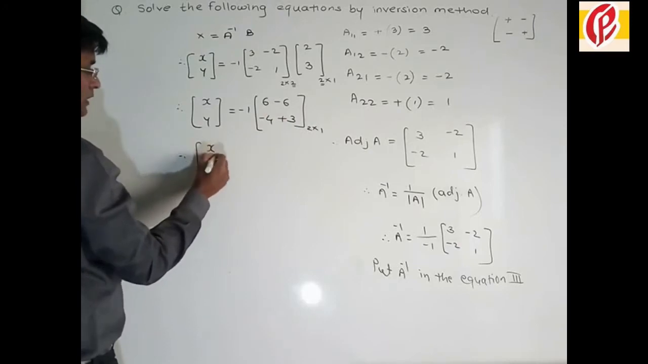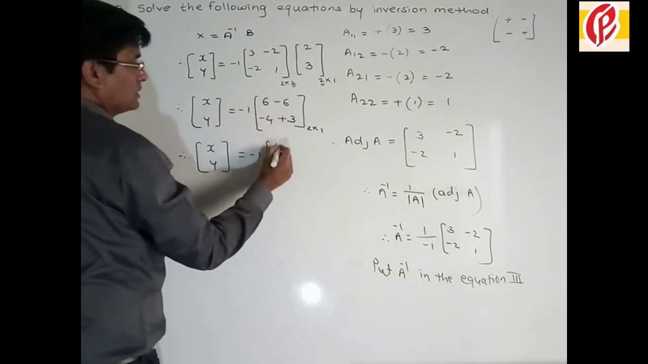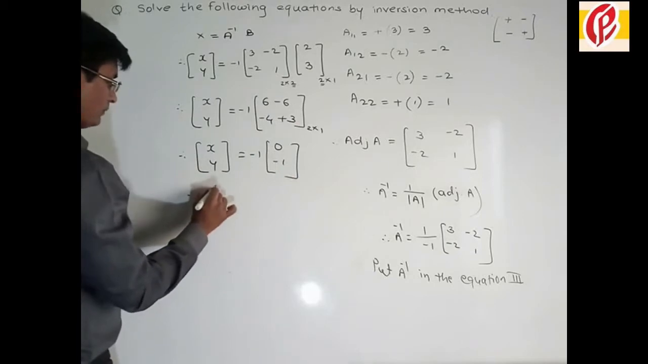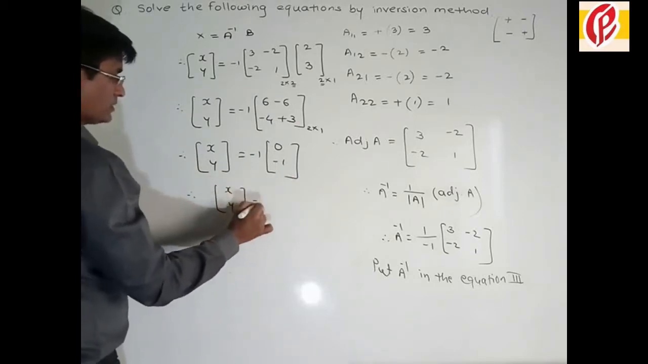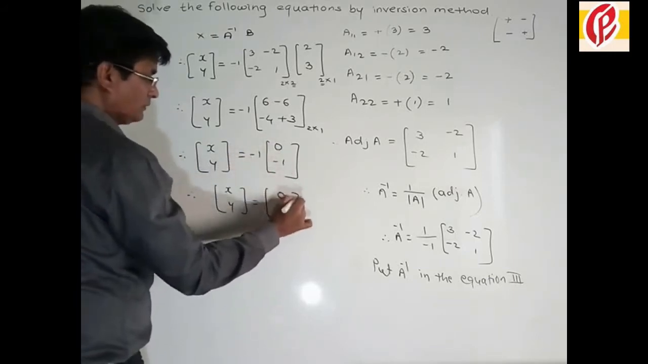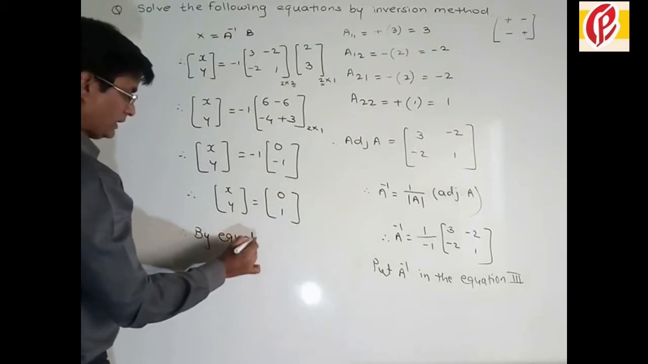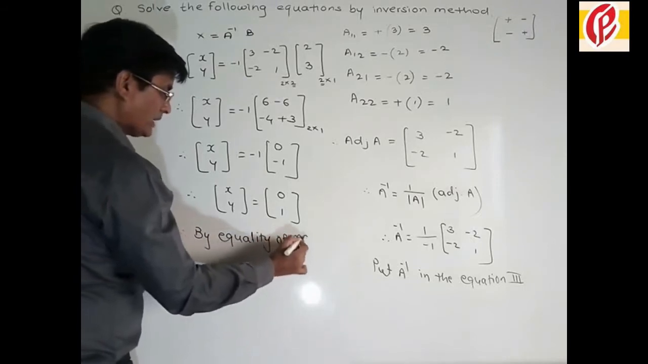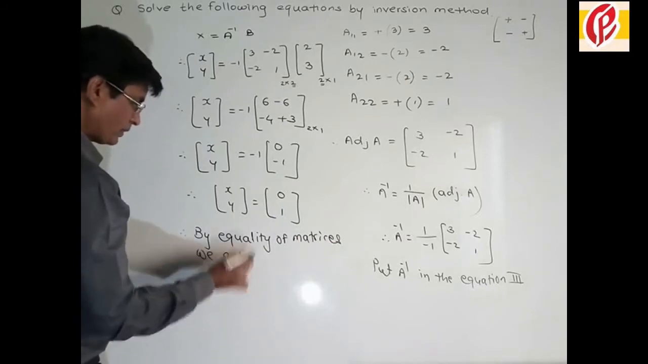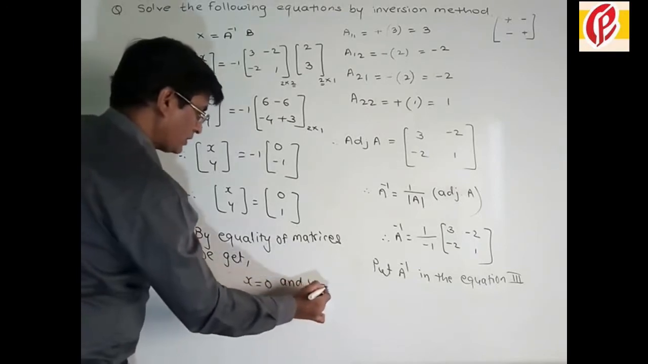Therefore, [x; y] is equal to minus 1 into [6 minus 6, 0; minus 4 plus 3, minus 1]. And therefore, [x; y] is equal to minus 1 into [0; minus 1], that is [0; 1]. So, therefore, by equality of matrices, we get x is equal to 0 and y is equal to 1.